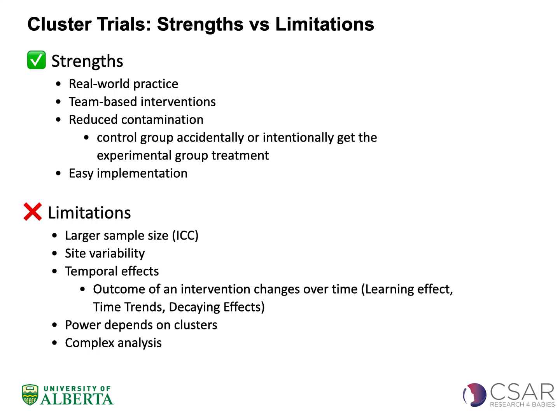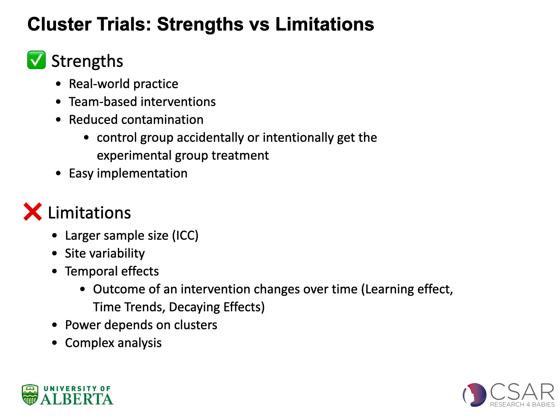And they're easy to implement because there are small changes in your algorithm. Like if you look at oxygen, your starting oxygen concentration is 21% or 30%, and nothing else changes in the algorithm. Limitations include you need a larger sample size, and this is then reflected in the intracluster correlation or ICC, and we'll have more detail about that on the next slide. The variability in the site, which means how sites treat patients outside of your intervention.